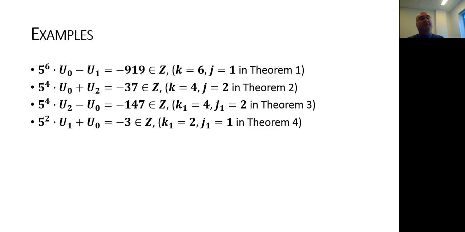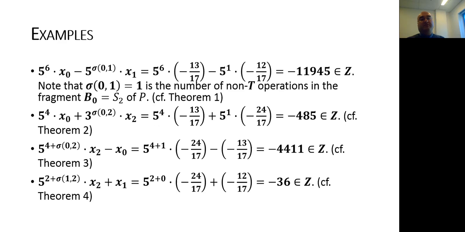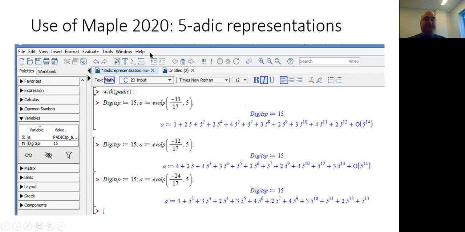So if you multiply, for example, u0 by 5 to the 6 and subtract from this product u1, you will get an integer. So k is 6, g is 1. It is a non-trivial pair k, g. There are similar pairs for the other cases of the theorems. I checked that x0, x1 also satisfy corresponding properties in similar sums or differences. Okay, as you can see, the function sigma is present here.